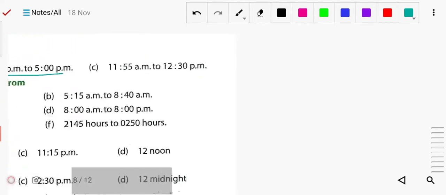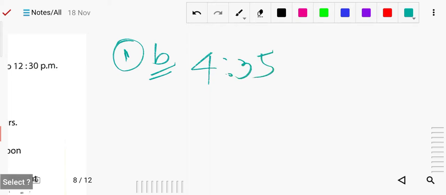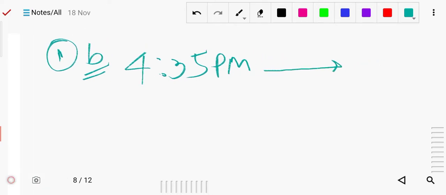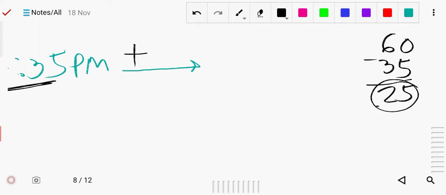So first of all, you can write this question number 1, question number B. Here I can write 4:35 p.m. Now how many minutes will we add? We can make it round, like 5. There are 60 minutes in 1 hour, so if we subtract 35 minutes, of course 25 minutes will be left. So we will add only 25 minutes.